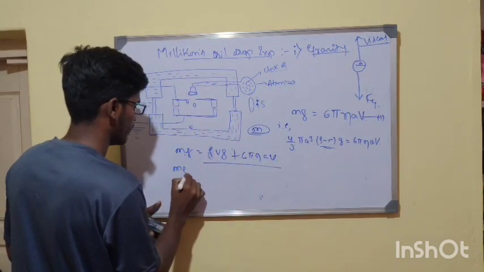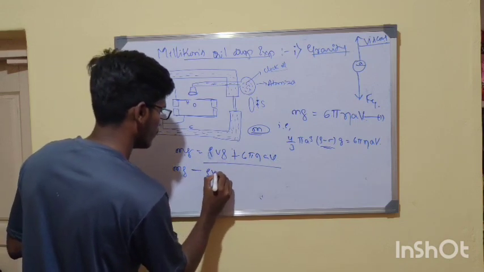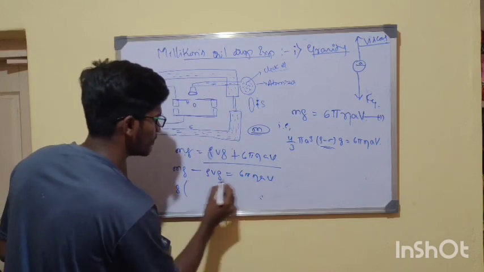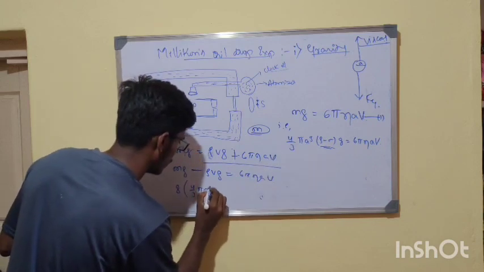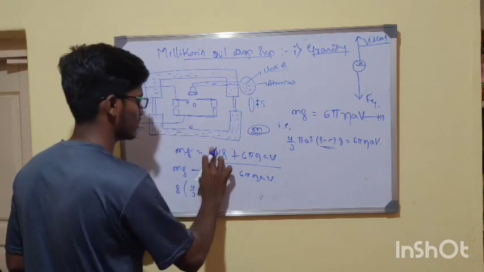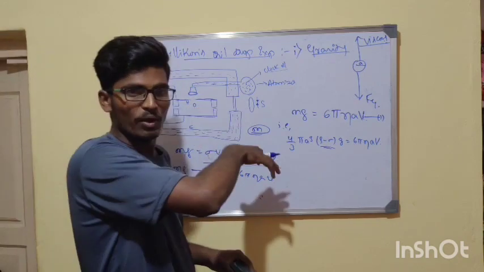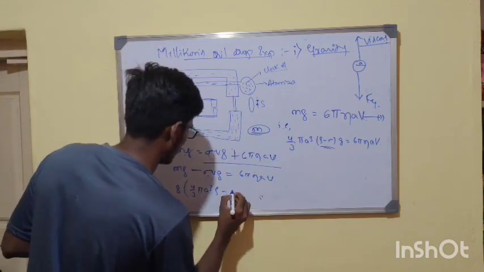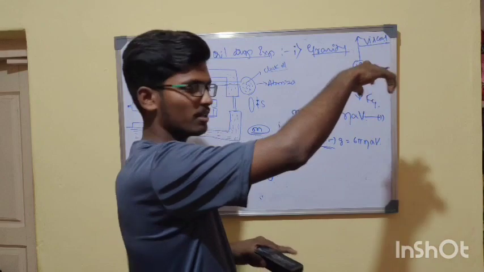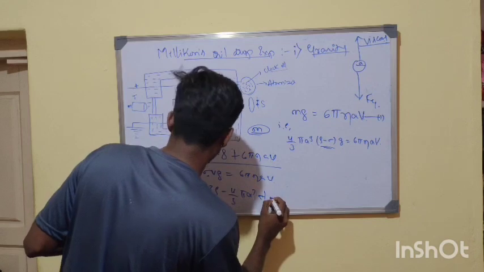That is mg. Therefore, mg is equal to, I'm going to transfer this here, 6 pi eta a v plus the force of buoyancy. Now g is common. m can be written as 4 by 3 pi a cube sigma. The force of buoyancy is rho Vg, where V is the volume of the droplet, which is spherical in shape, so the volume is 4 by 3 pi a cube.